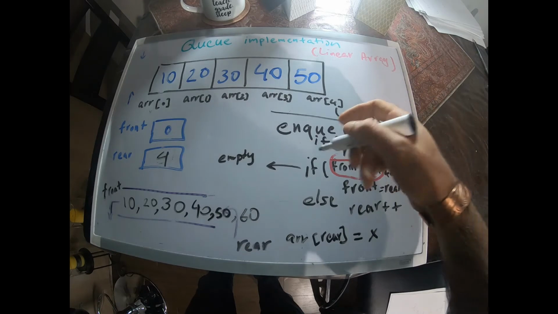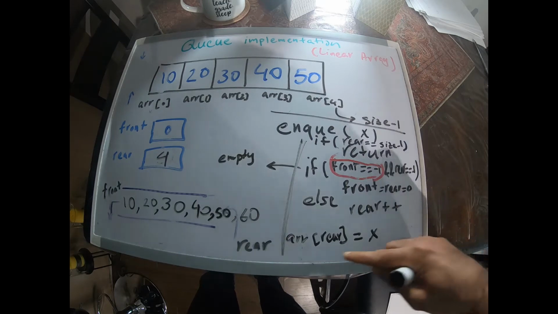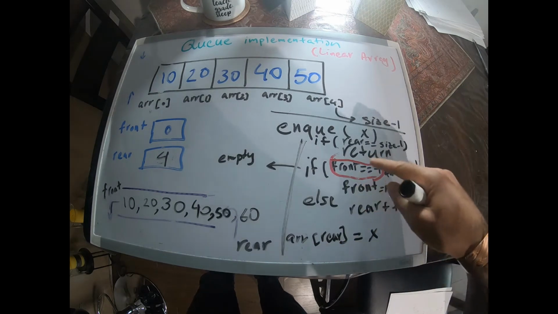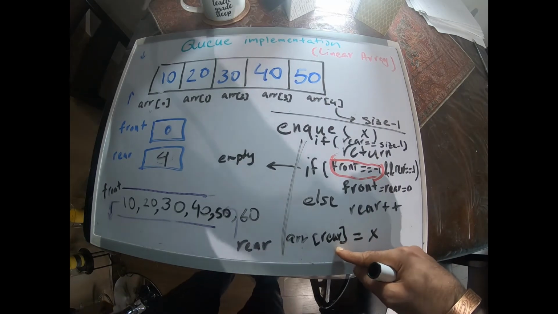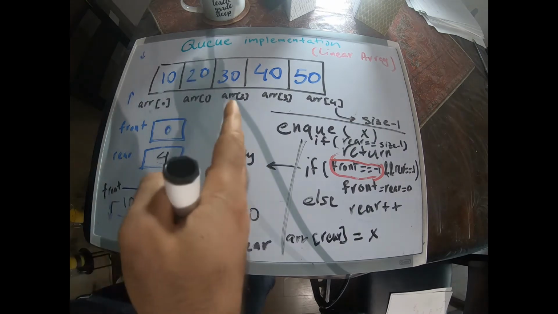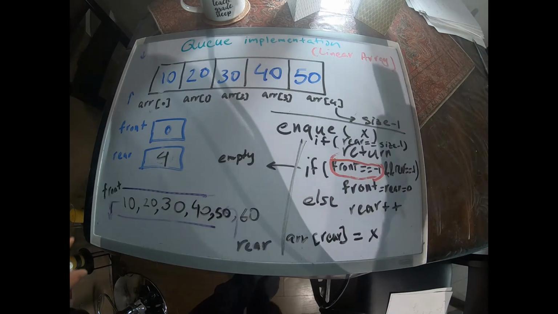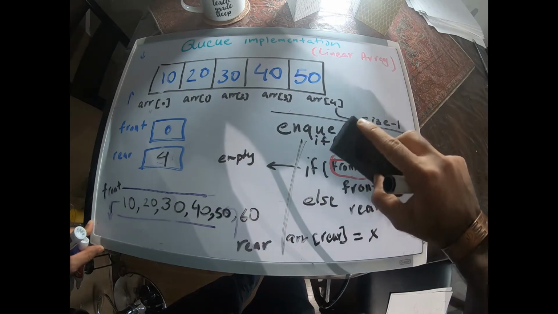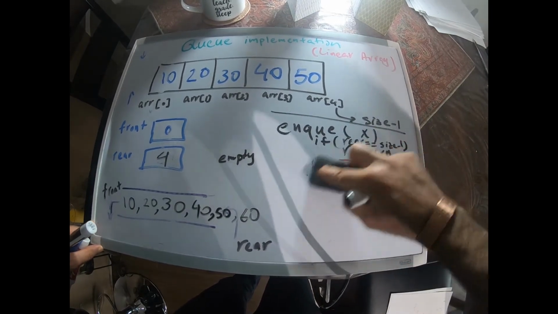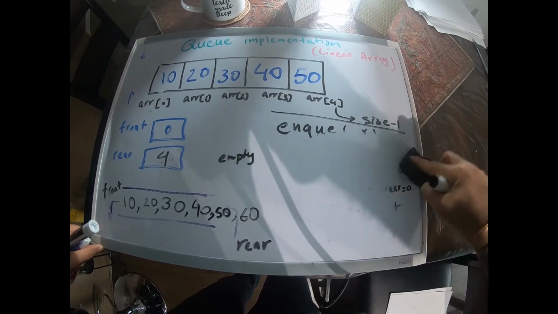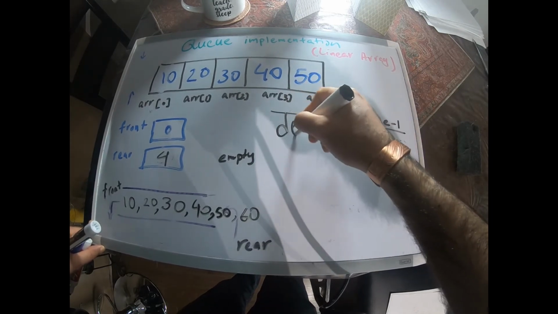And what I do after all these, so these are all part of the function. So at this point, after changing the front and rear, we're gonna insert x in the correct index of the array. Okay, so this is one of the functions that we have to write to implement queue using linear array. What is the other function that we have to write? The other function that we have to write is dequeue.